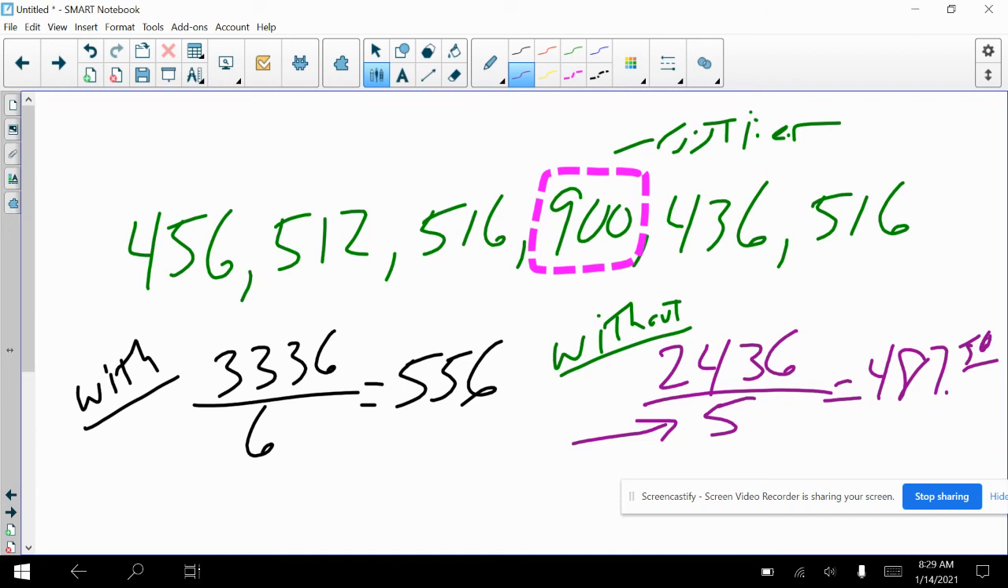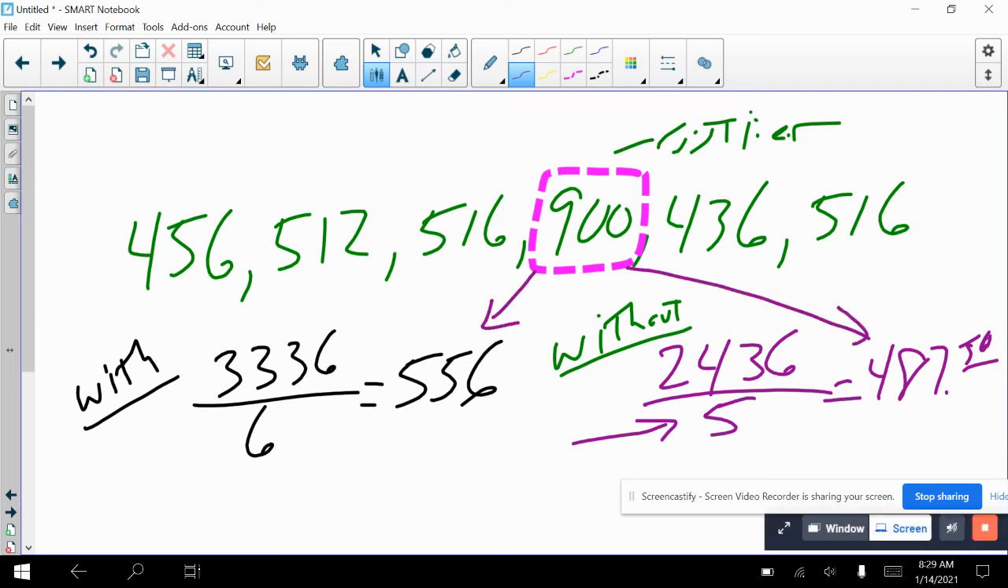Okay, so the outlier can have a huge effect. I hope you're hearing me, because that's like a quiz question. The outlier can have a huge effect on the mean. Okay, whether up or down, depending on what you got.